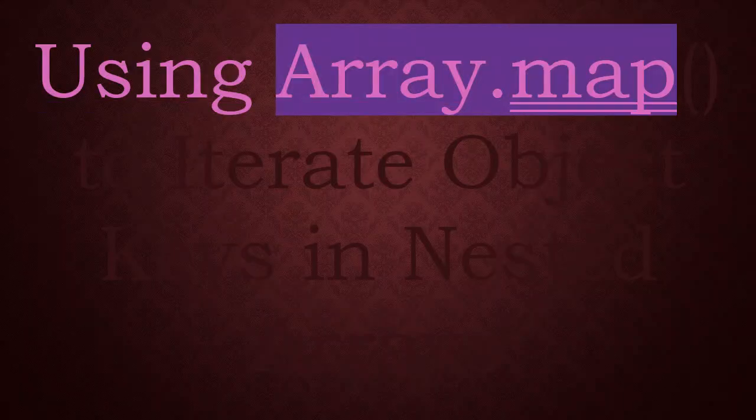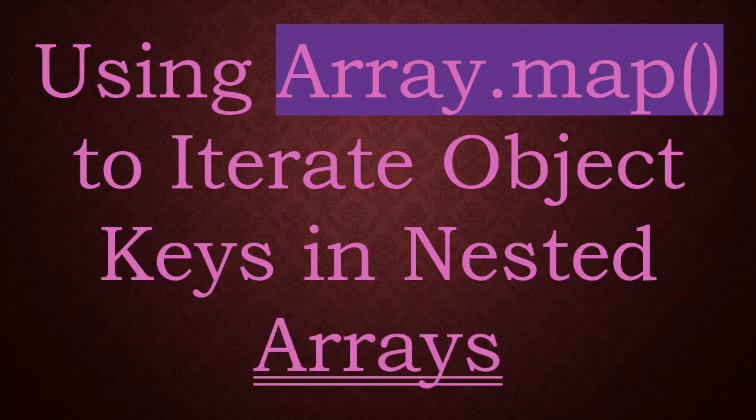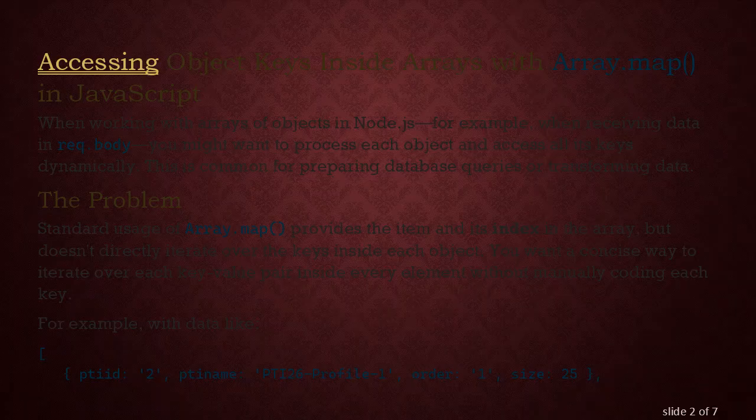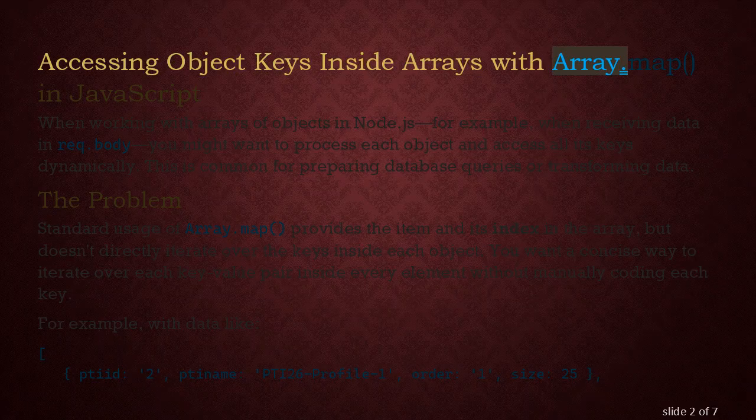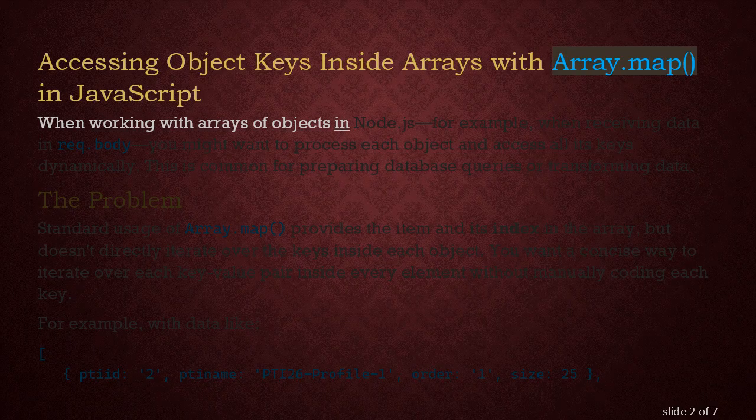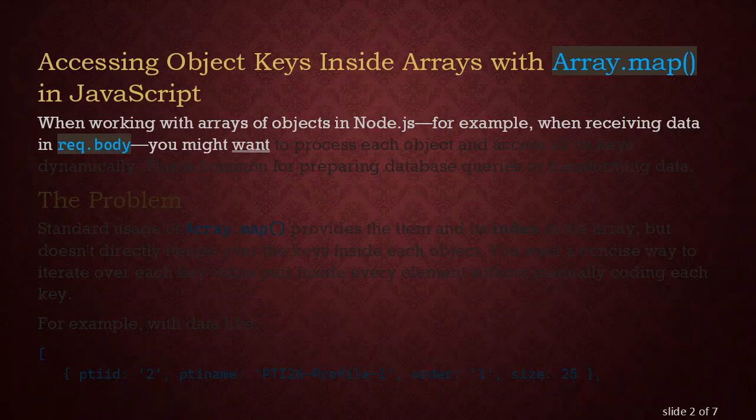Using Array.map to iterate object keys in nested arrays. Accessing object keys inside arrays with Array.map in JavaScript. When working with arrays of objects in Node.js, for example, when receiving data in req.body, you might want to process each object and access all its keys dynamically.